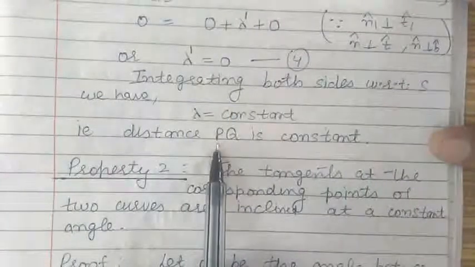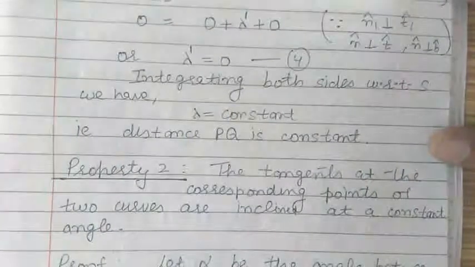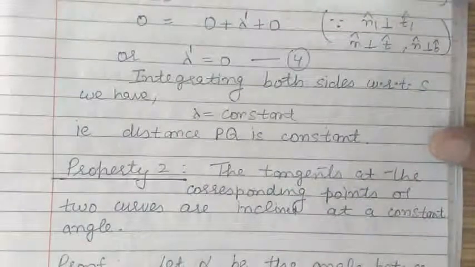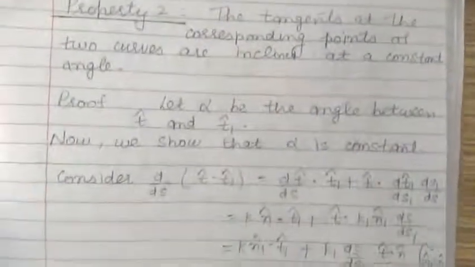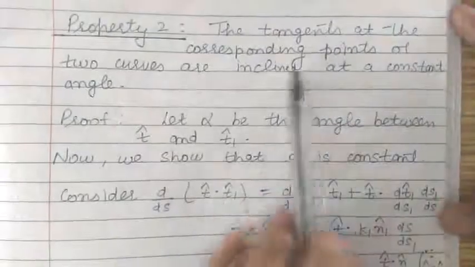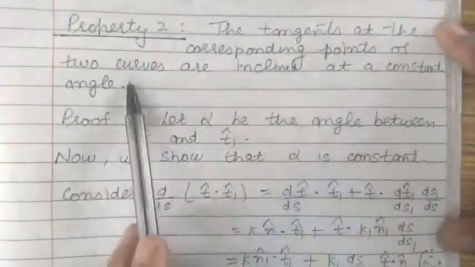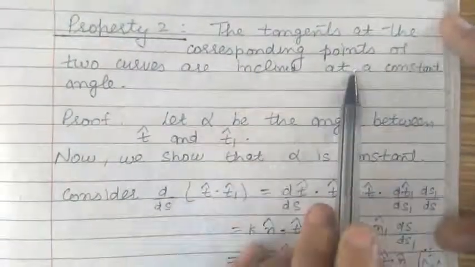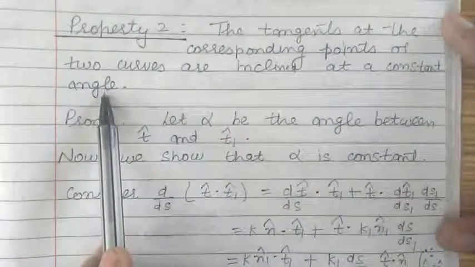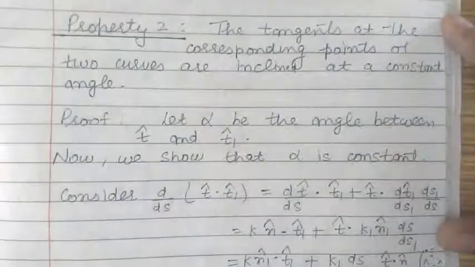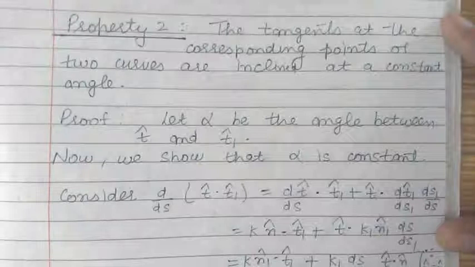Thus we can say the distance between the corresponding points of the two Bertrand curves is constant. Now the next property is that the tangents at the corresponding points of the two curves are inclined at a constant angle. So let us take the curves C and C1 as we have already taken in the first property.